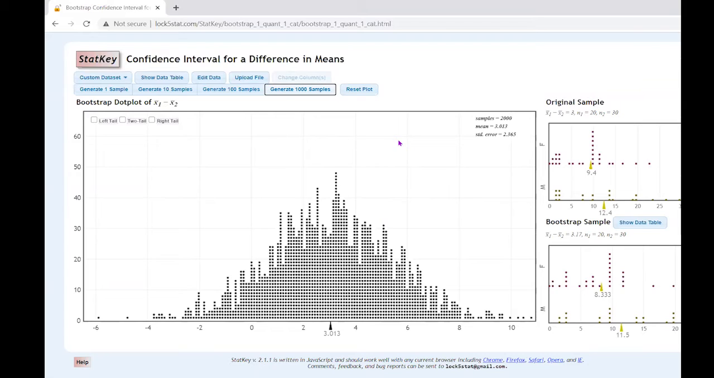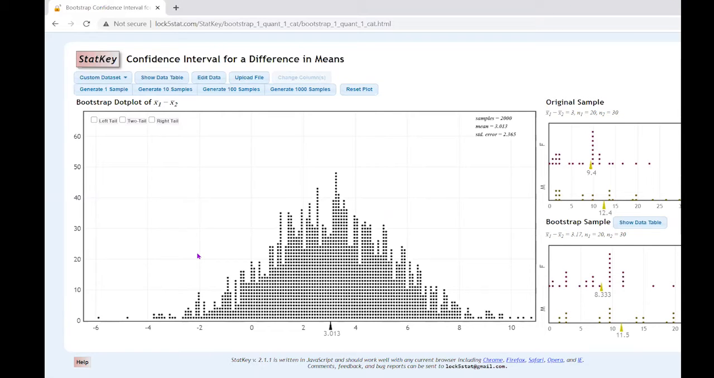So what this shows is basically 2,000 times that we did that same procedure with the difference in these two means. We just took our two samples and the difference between the two of them, and we ended up getting this nice bell-shaped curve.